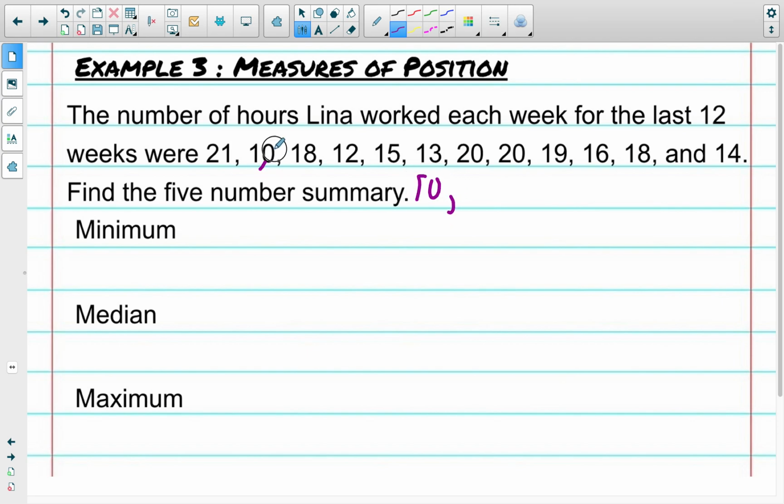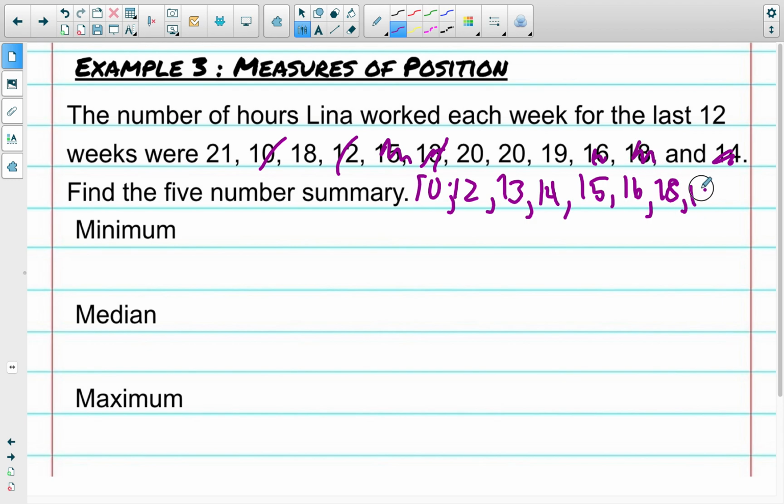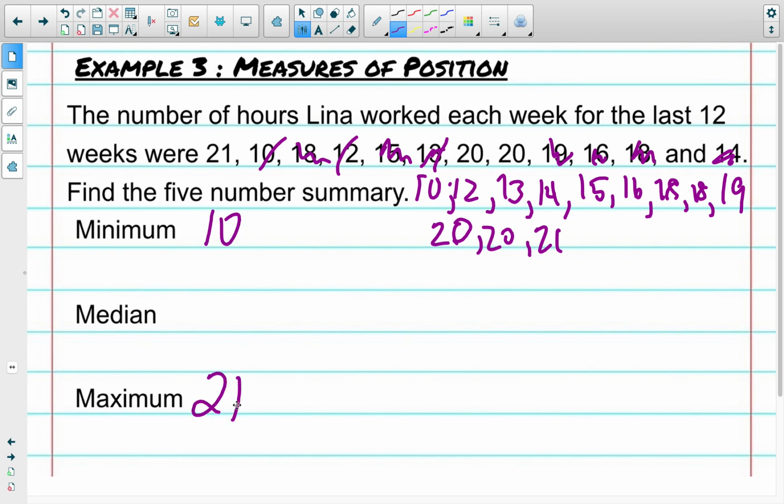So 10, 12, 13, 14, 15, 16, 18, 19, and then we have 20, 20. Oh, we have 18 twice. 18, 18, 19, and then we have 20, 20, and 21. Just by doing that, we know that our minimum is going to be 10 and our maximum is going to be 21.